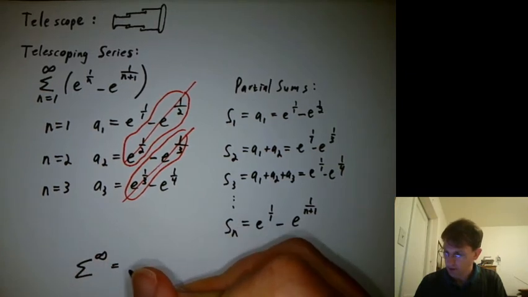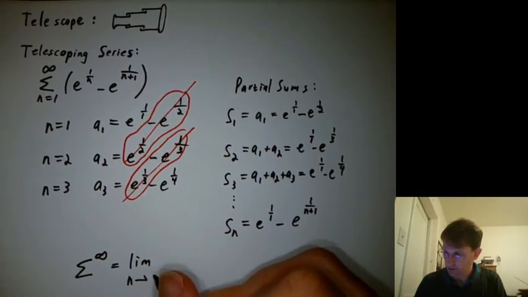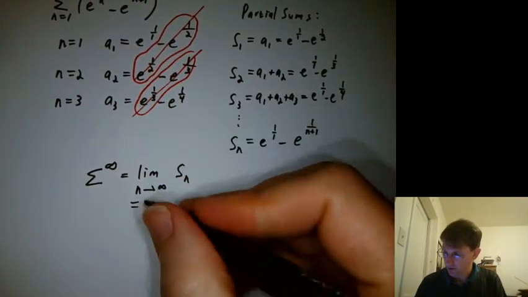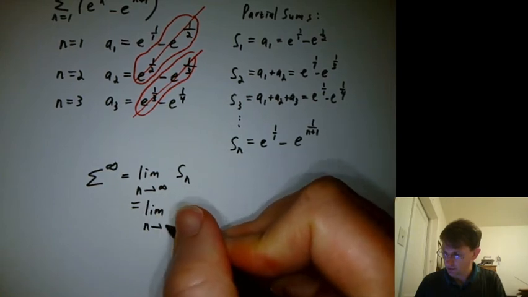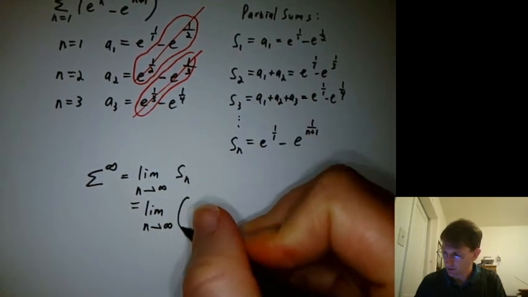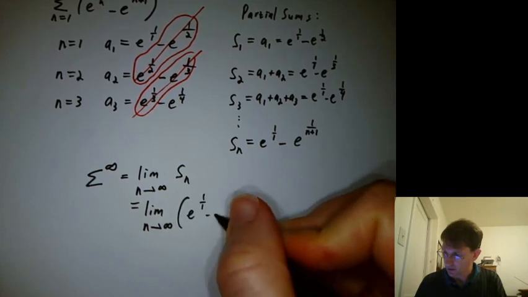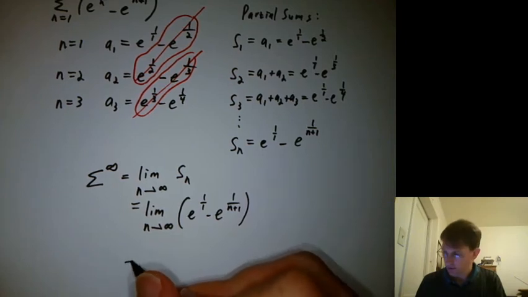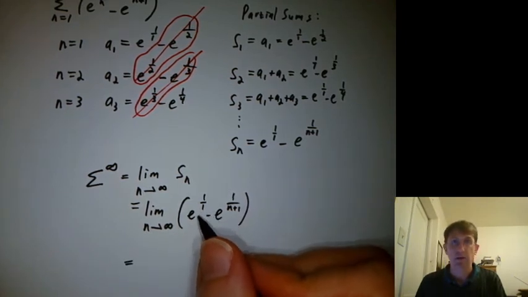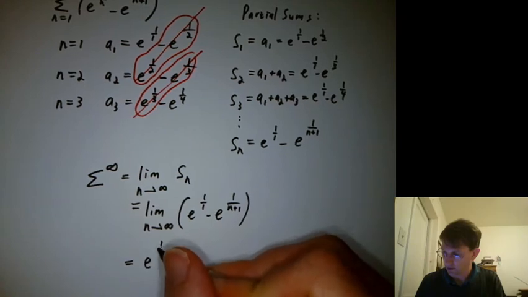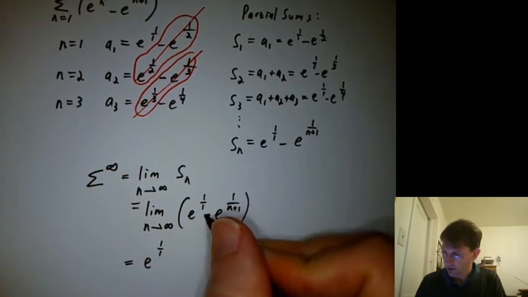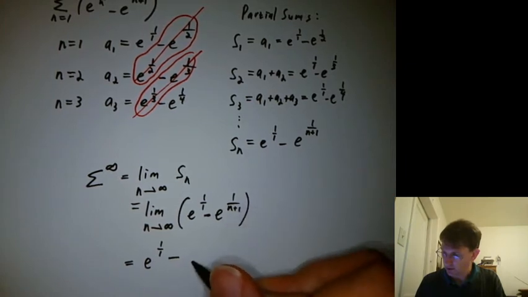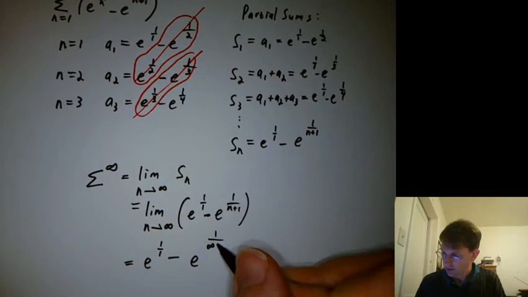So now that we have a formula for the nth partial sum, we could say the infinite sum is the limit as n goes to infinity of s sub n, which is the limit as n goes to infinity, and we know what s sub n is. It's e to the 1 over 1 minus e to the 1 over n plus 1. And what's that limit? Well, e to the 1 over 1 is just a constant, so we can just copy that out here. It's an additive constant in this case. And then minus, what do we get here? We'd get e to the 1 over infinity plus 1.